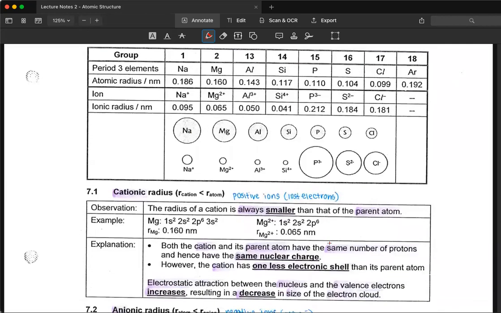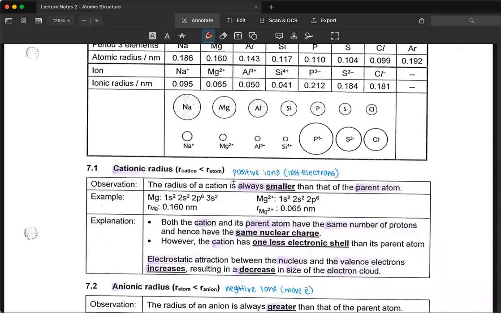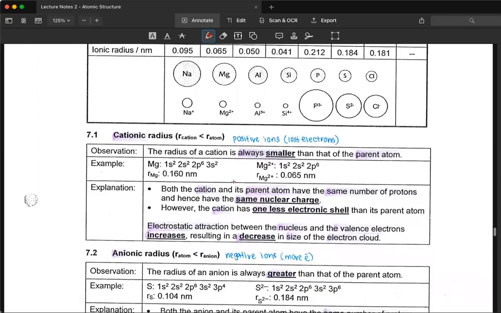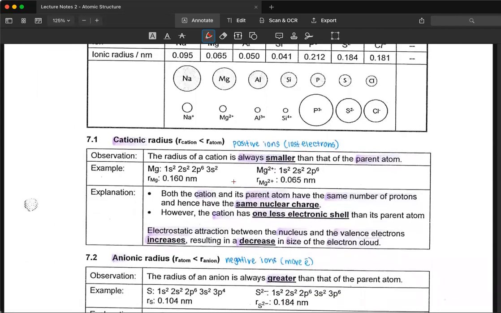So for the cationic radius, the positive ions, in general, the radius of the ion is smaller than the atom. That is for sure. Based on the data, all of it is smaller. The reason is because both the cation and the parent atom have the same number of protons, which means they have the same nuclear charge. However, because the atom loses electrons to become a cation, the cation will have one less electronic shell. With that, the electrostatic attraction between the nucleus and the valence electron will increase.